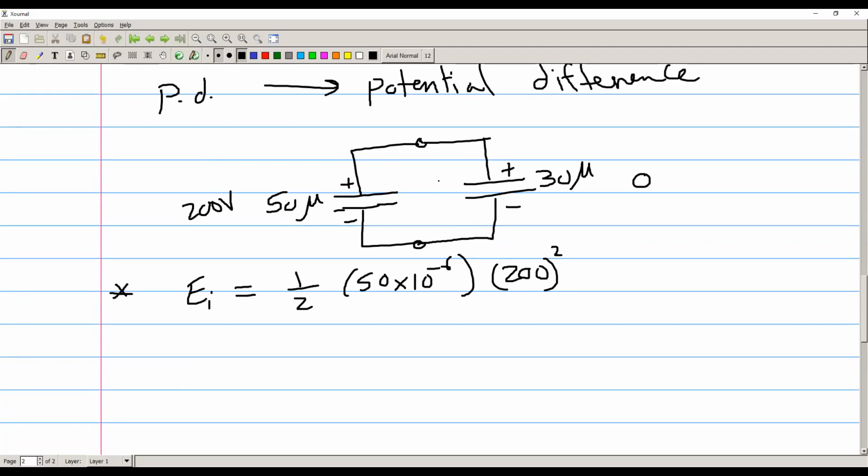A part of the energy in the 50 microfarad. Definitely this will be the case. But actually you have certain positive charges here, and you don't have any positive charges here. The positive charges here are 0. So these charges will be divided between these two. And they are going to be divided based on what?